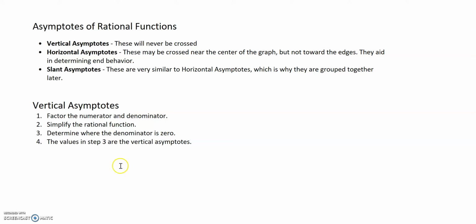For now, let's focus on vertical asymptotes. The first step you want to do is, of course, factor the numerator and denominator. And unlike domain, you do want to simplify the rational function in this case. So when we factor, if there's anything in common between the numerator and denominator, you do want to simplify that. From there, once again, determine where the denominator is 0, and those will be your vertical asymptotes.